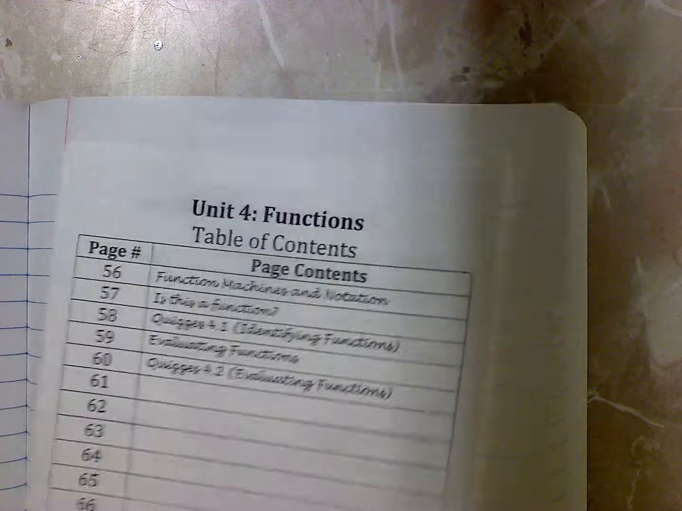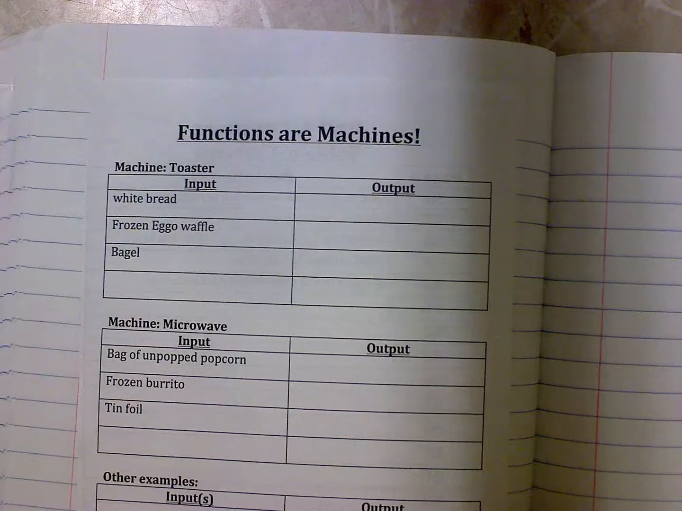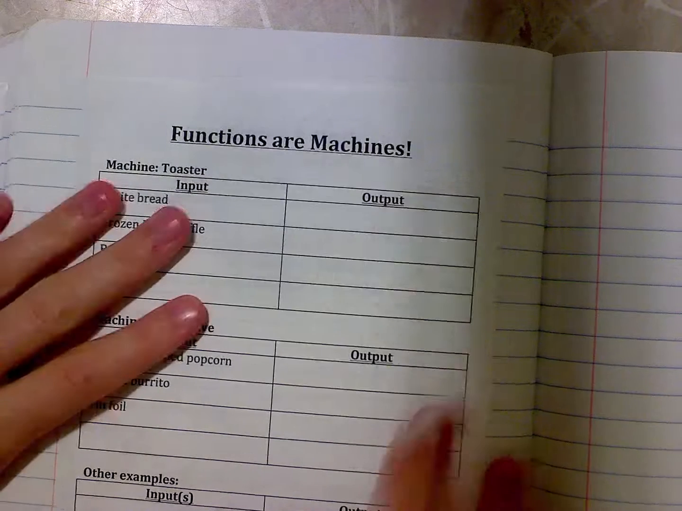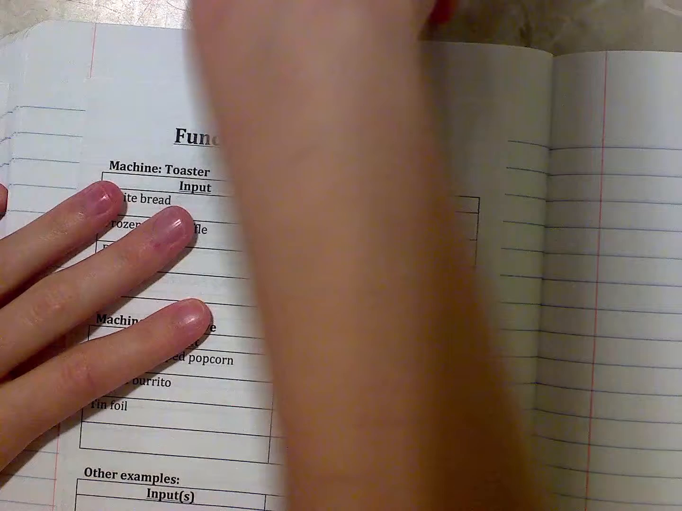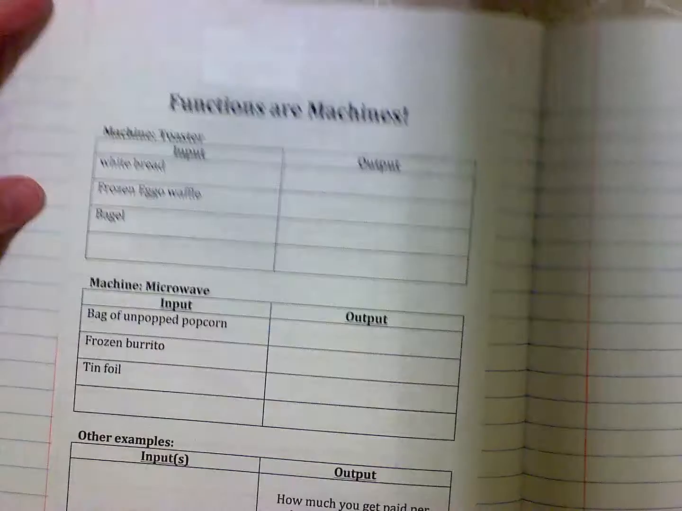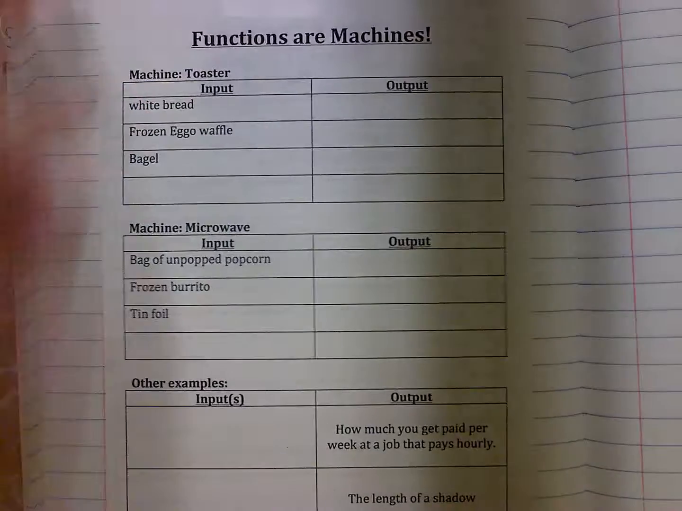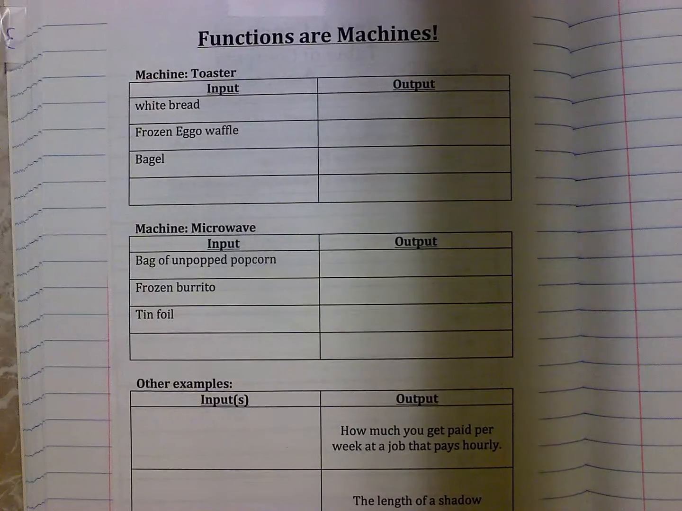But go ahead right now and turn to 56. We're going to tape down this functions or machine paper to the left side of 56. This is the left side of 56. And we're literally just going to talk about functions for 5 minutes right now and just give you a chance to sort of wrap your head around what functions are and what we're going to be talking about.